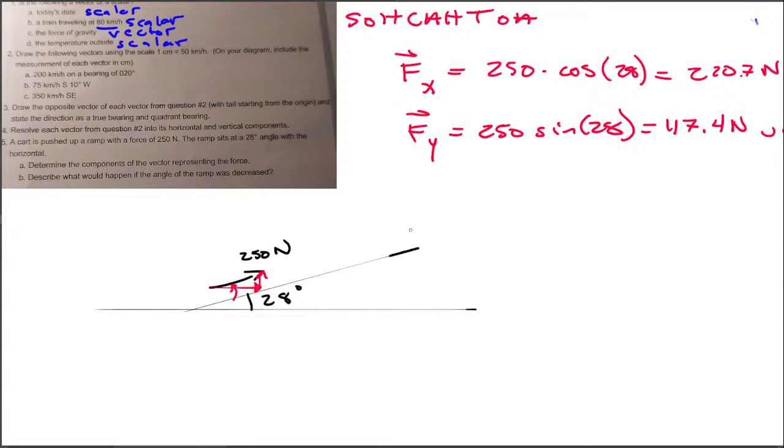Describe what would happen if the angle of the ramp is decreased. I have no idea what they're asking. So if you decrease the angle of the ramp, the component in the x direction would get bigger, and the component in the y direction would get smaller, assuming that your force vector is always parallel to the ramp. I think that's what they would say.